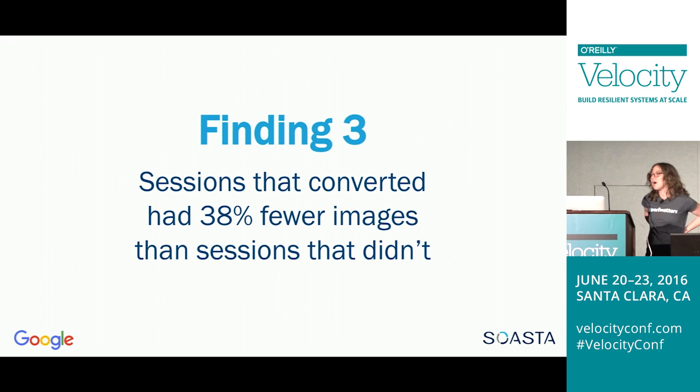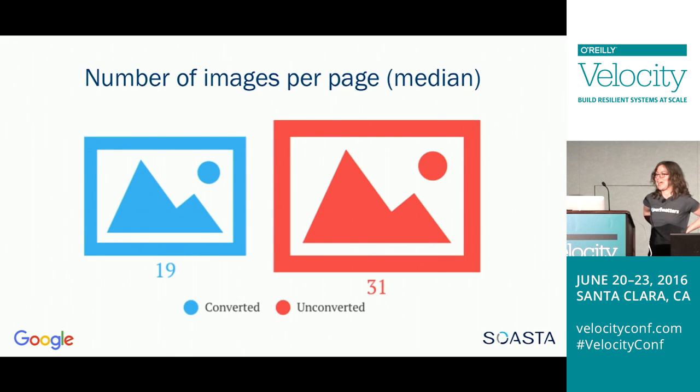Another one where our assumptions were correct, not surprisingly in this case, was that sessions that converted had 38% fewer images than sessions that didn't convert. So again, not a big surprise. This is a prettier graph that shows that. You can see that the median page in a converted session had about 19 images on it. That's everything like favicons, product images, what have you. So that was really interesting.